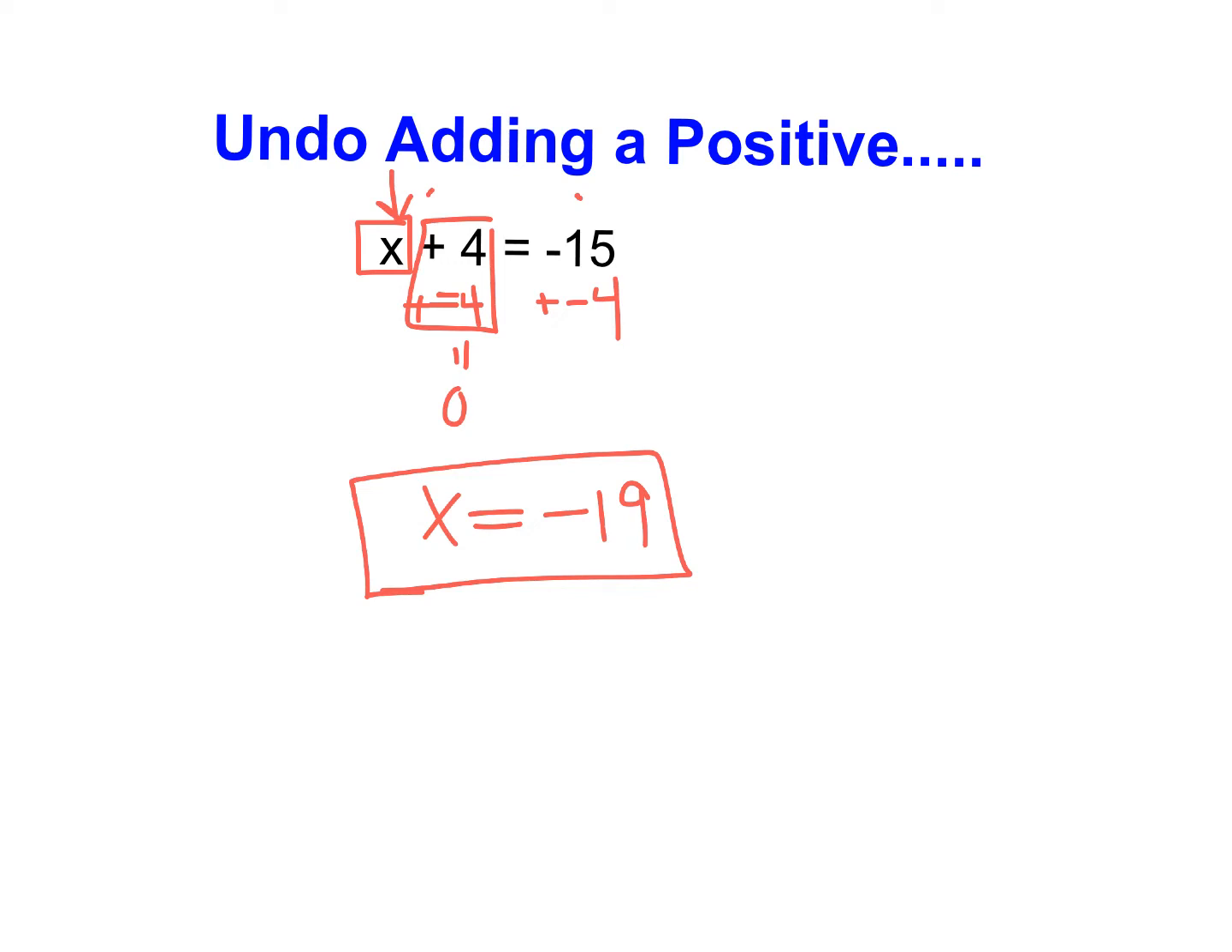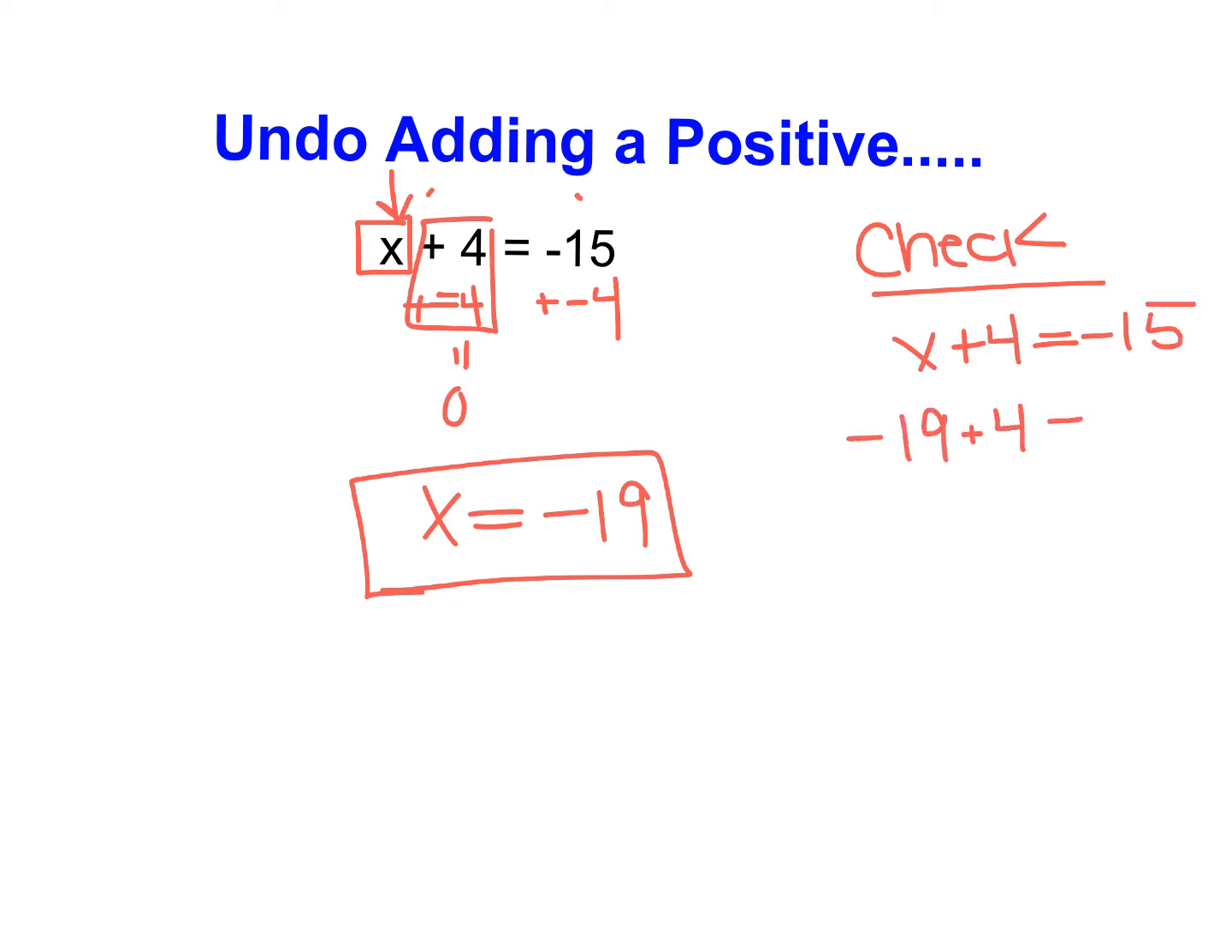And then from here, we can actually check our answer if we're not sure. By going back to the original, we had x plus 4 equals negative 15. So if we have negative 19 plus 4 equals negative 15, well, if we add these two together, we get negative 15 equals negative 15.